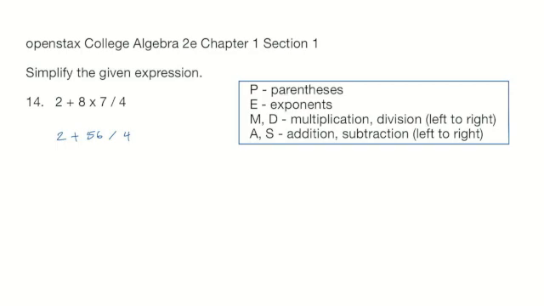Okay, so now we have an addition, then we have a division. Division comes before addition. And so we will have 2 plus. Okay, 56 divided by 4 is 14. Okay, now we just have our addition, and we will do that. And so our final answer is 16.